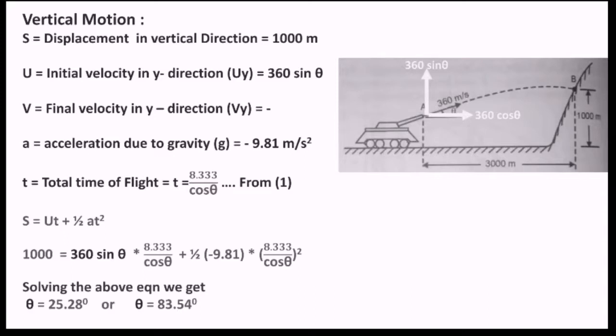So you must have observed that in the previous two problems the unknowns required were different, but we have followed the same procedure, that is dividing the motion into two parts, horizontal and vertical. For horizontal, find out three parameters, that is S, U and T, and use only one equation, that is S is equal to ut. Whereas for vertical motion, determine 5 parameters S, U, V, A and T and apply any one of the equations to get the required unknown.